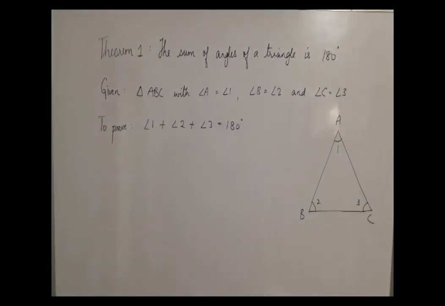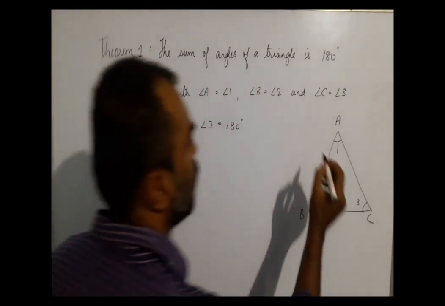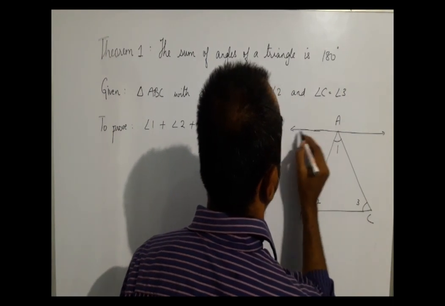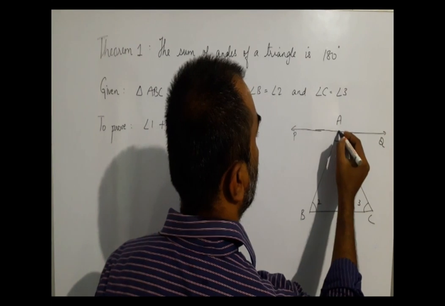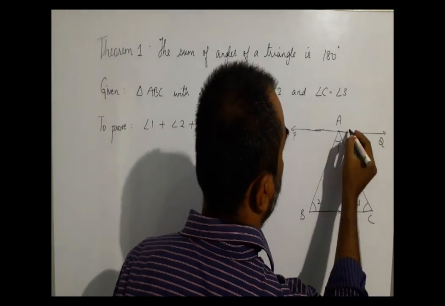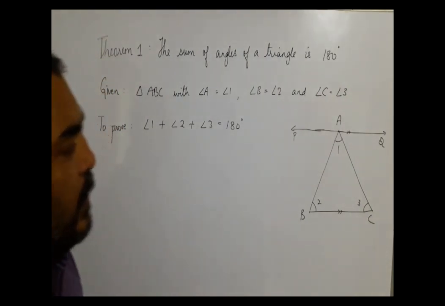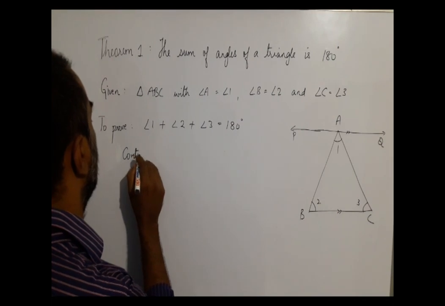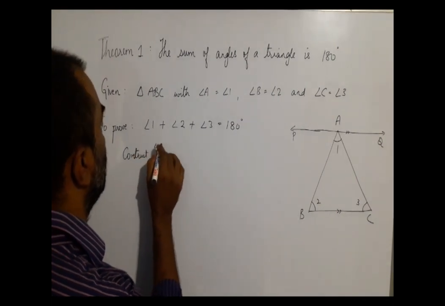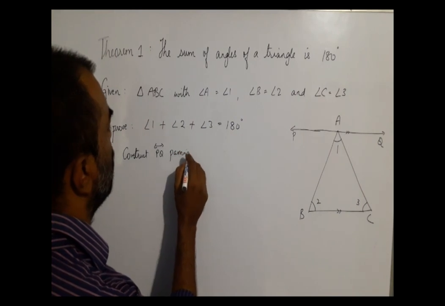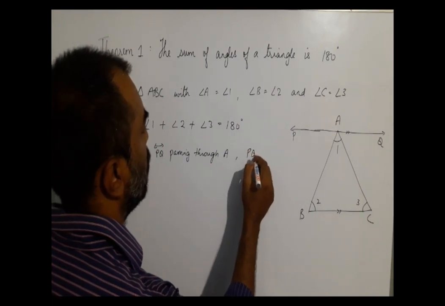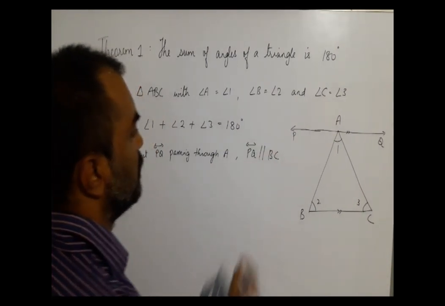Now how will I prove it? To prove this, I will draw a line PQ passing through point A and parallel to BC. So this line PQ is passing through point A and parallel to BC. So you have to write the construction: PQ passing through A and PQ is parallel to BC.